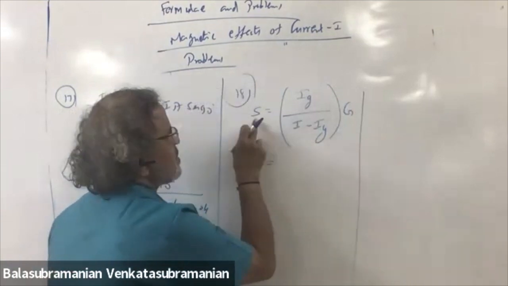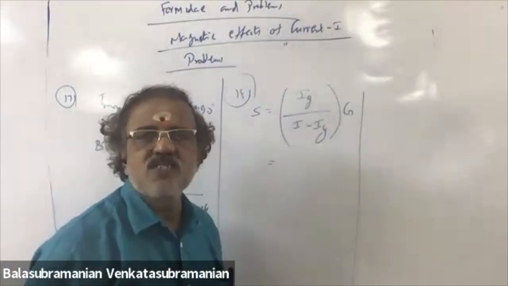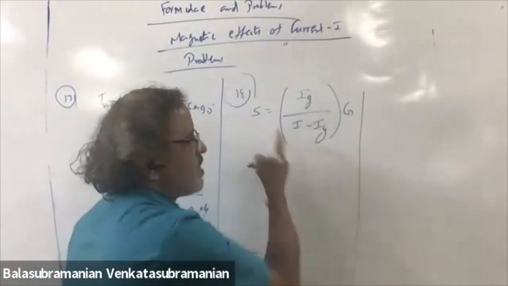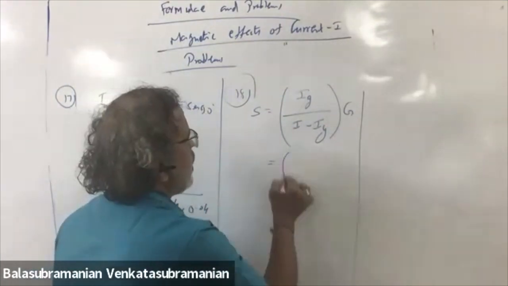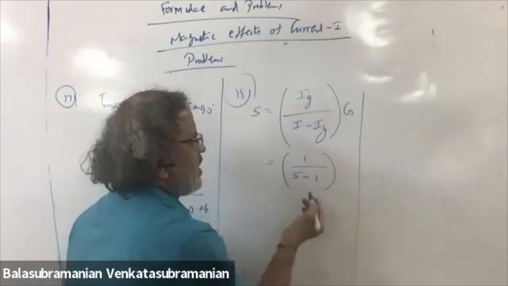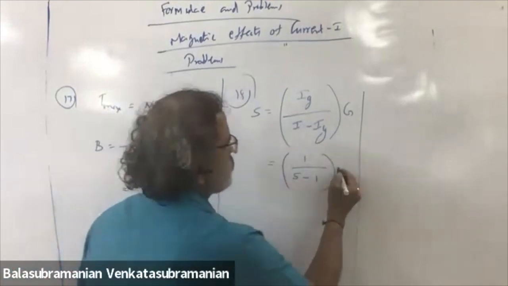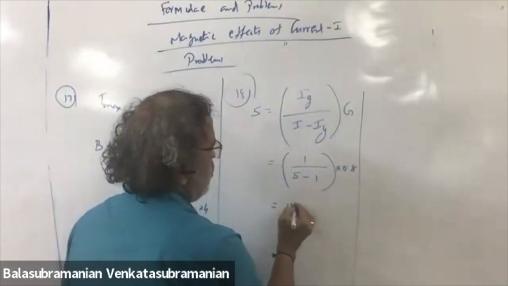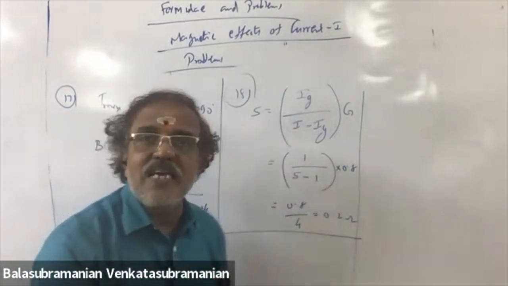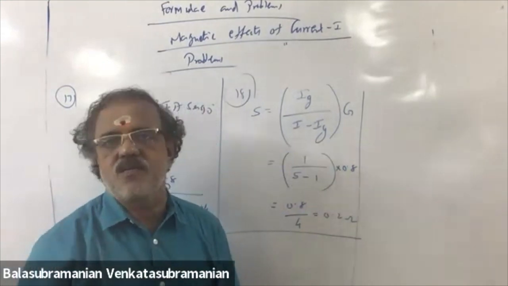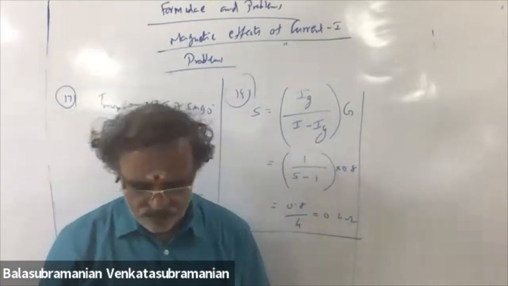You can very well write here as RS, and here as RG: resistance of the shunt and resistance of the galvanometer. The given value is 1 ampere for the galvanometer, maximum current 5 ampere. Galvanometer resistance given is 0.8 ohms. So 0.8 by 4 is 0.2 ohms, connected in parallel with the galvanometer. Connected in parallel, that you have to mention.